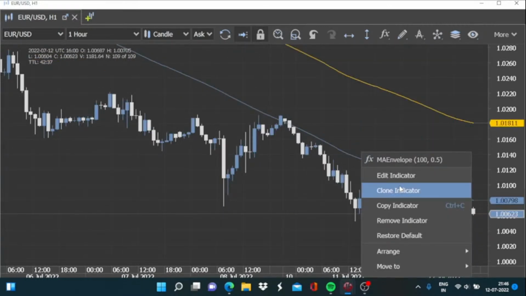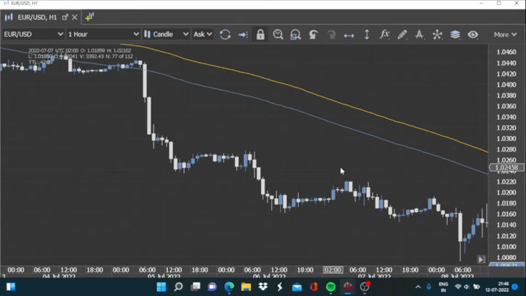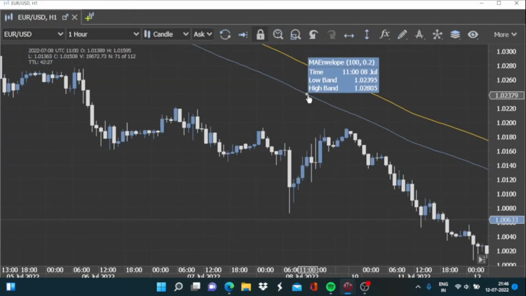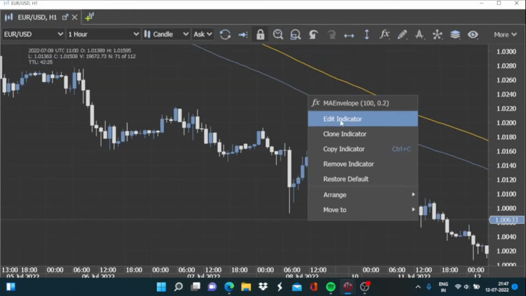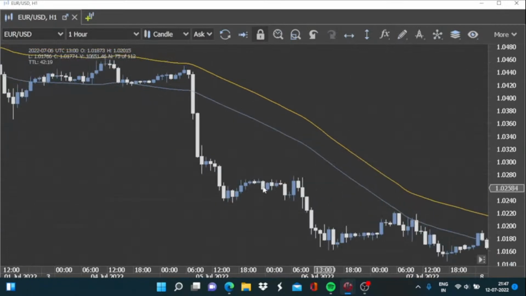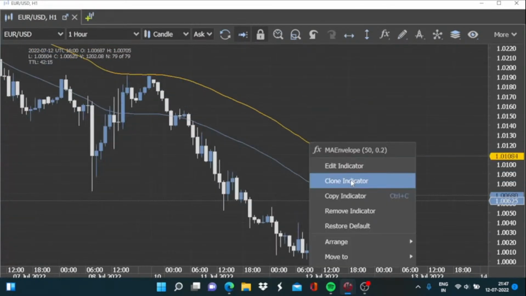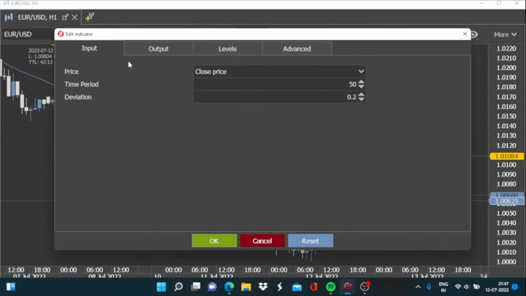So coming to the customizable parameters, deviation I will reduce to 0.2, standard deviation now stands reduced to 0.2. The MA envelopes candle period can also be reduced to say 50. So this is the formation, alright. Now let us see what more options are available to us.